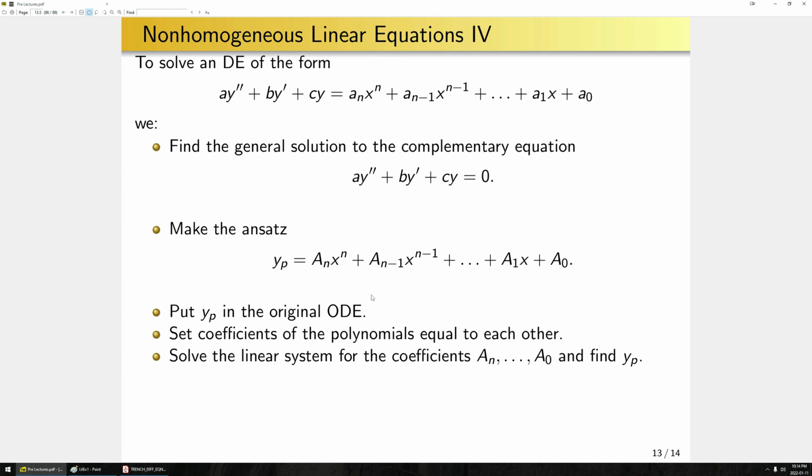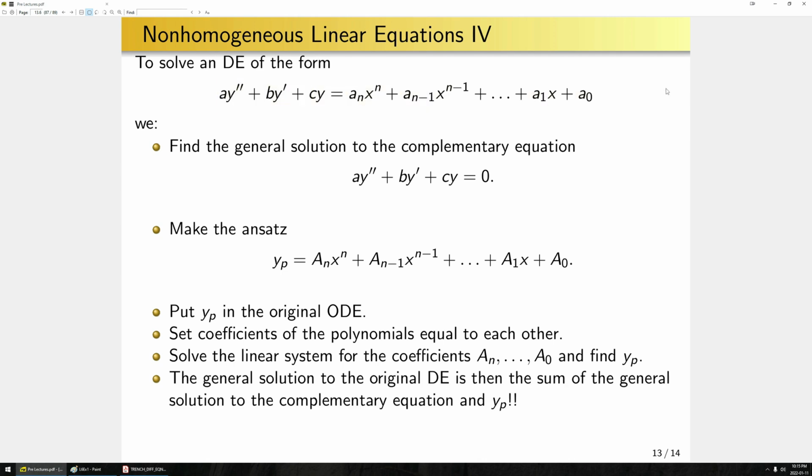Okay, and then once I solve that linear system and have y sub p, then from the theorem that we proved today, 5.3.2, I know that the general solution to the differential equation of this form will simply be the sum of the general solution for the complementary equation, the one that I found up here, plus this y sub p that I found here.